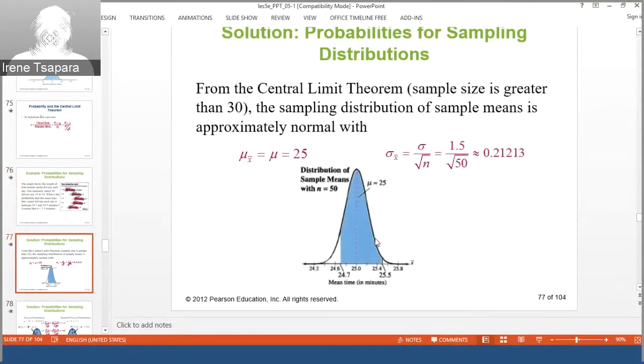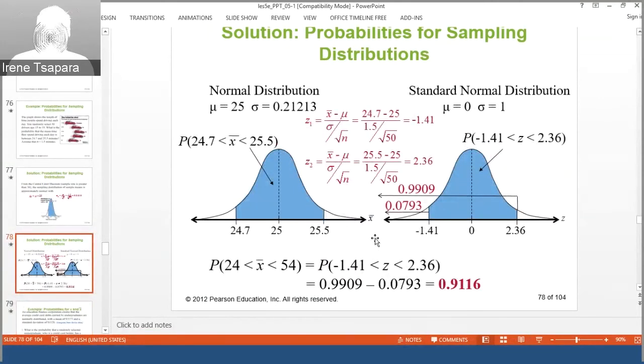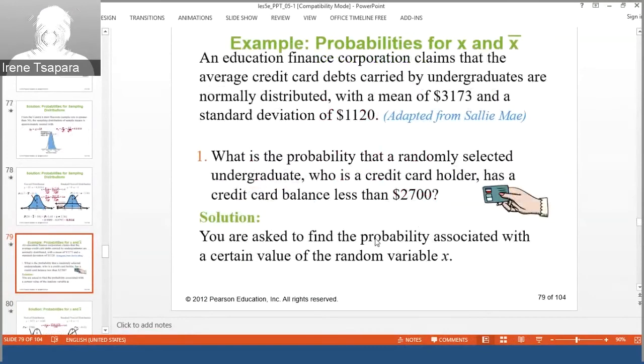So we are looking at our answers, calculating our mean. The mean is going to be the same as the mean of the population. The standard error is going to be sigma divided by the square root of n. We plug in the values in the correct formula for samples, and we follow exactly the same process as we did before in order to calculate the probability of being in the specific interval. We look at the z-score table for the specific z-scores, negative 1.41 and 2.36, and we calculate the probability to be 91%.